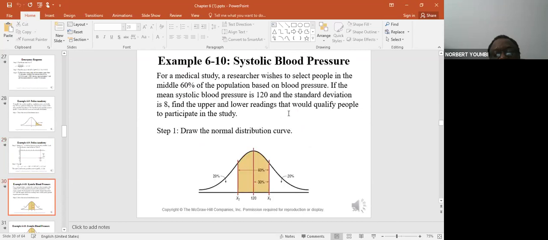Another type of question is this one. For a medical study, a researcher wishes to select people in the middle 60% of the population based on blood pressure. If the mean systolic blood pressure is 120 with a standard deviation of 8, find the upper and lower reading that will qualify people to participate in this study.